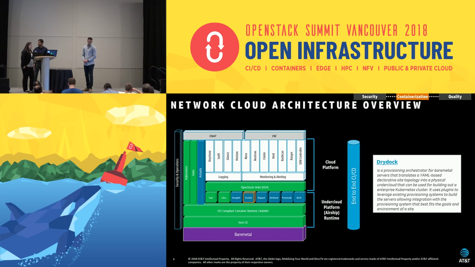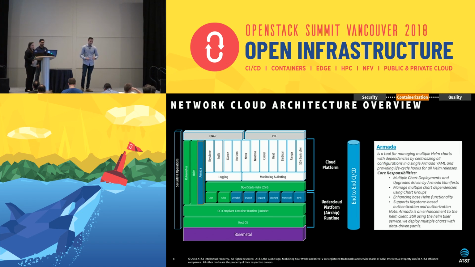Next is DryDock, and DryDock is a provisioning orchestrator for bare metal nodes that translates a YAML-based declarative site topology into a physical undercloud that can be used to build an enterprise Kubernetes cluster. So what's cool about DryDock is that it uses plugins that leverage existing provisioning systems, so you can use a provisioning system that best meets the needs of your environment. We actually use Ubuntu MAAS as our provisioning system, and we're looking to add Ironic in the future.